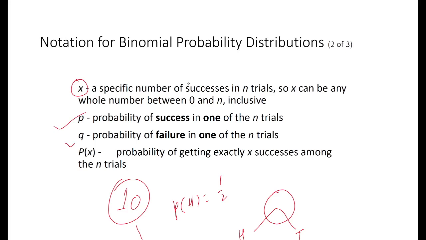Probability of getting a tail is Q, which is the complement of the probability of getting a head. So it's 1 minus half, which is again half. P of x stands for the probability of getting exactly x many successes among n trials. So in our case, we're looking for 3 heads out of 10 trials.